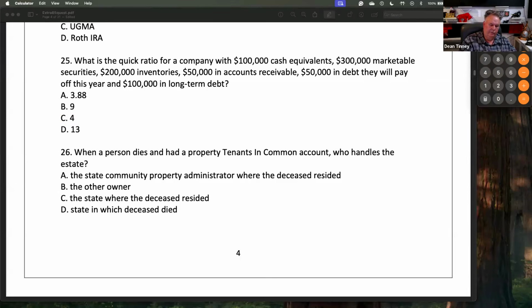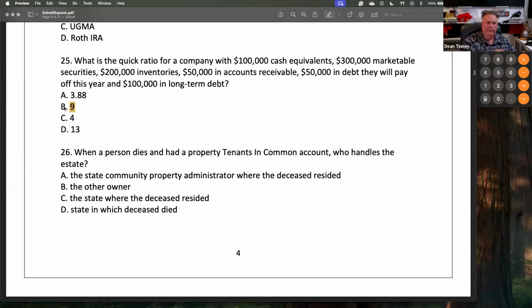So I'm taking my calculator, 450,000, divide by 50, and we get what choice that would be? 9. Yeah, there you go.